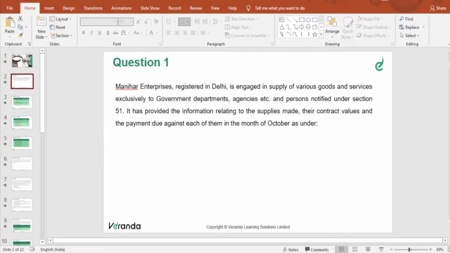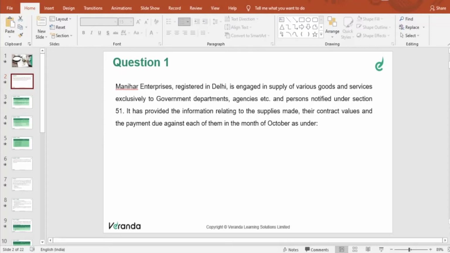Hi, good morning. Ravi Bharadwaj this side. As per Section 51, if any vendor or supplier supplies goods to government agencies, or a government-type agency where the government holds a 50% stake, or public enterprises fully controlled by government, then the government needs to deduct the TDS if the transaction value is more than 2.5 lakh.